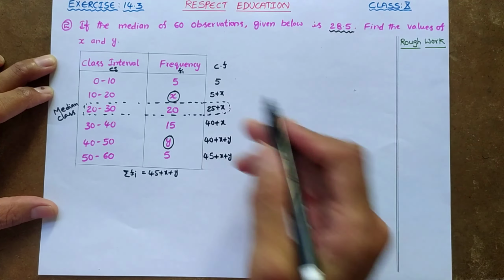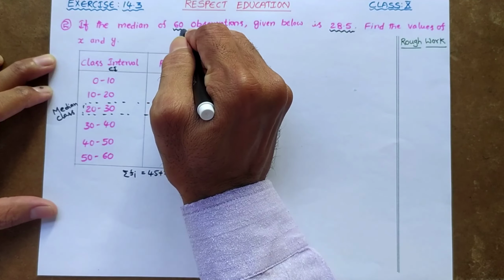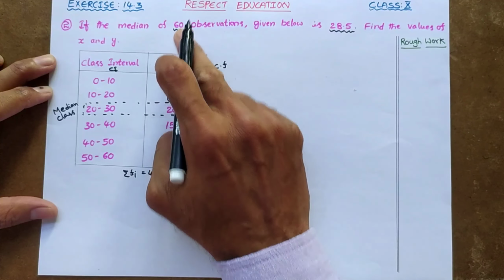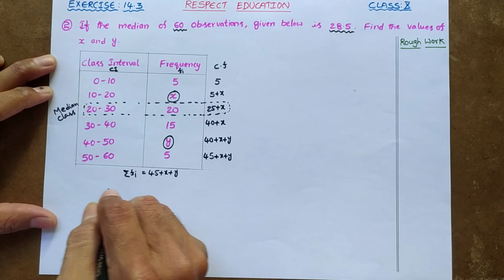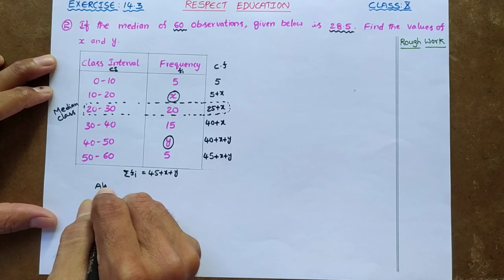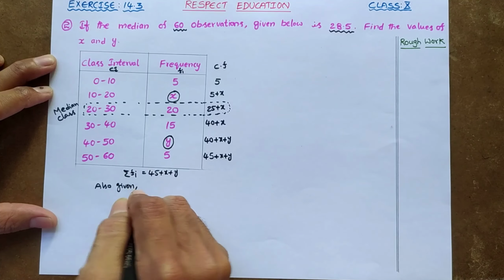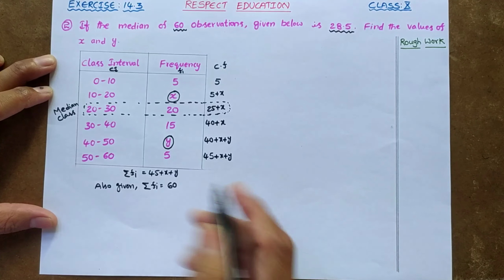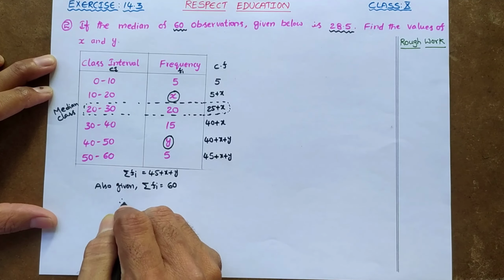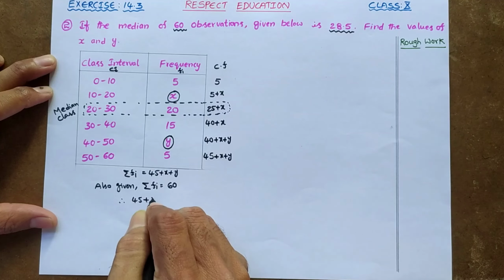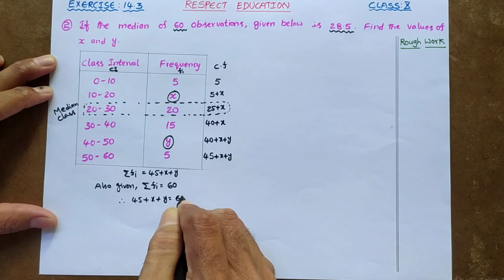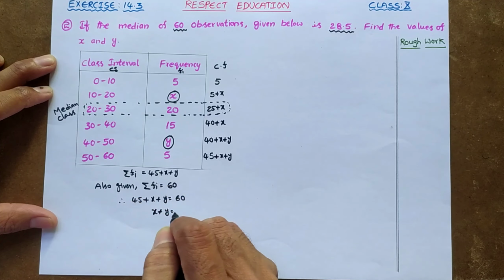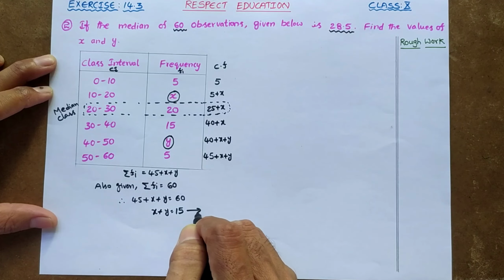But you observe the given question, it is given that there are 60 observations. So 60 indicates again sigma Fi. Clear? So we can write here, given, sigma Fi is 60. So we can make them equal. Therefore we can say 45 plus x plus y is 60. Let us send 45 that side. So x plus y equal to 60 minus 45 is 15. Let us take it as equation number 1.